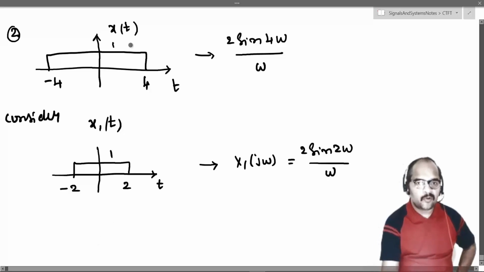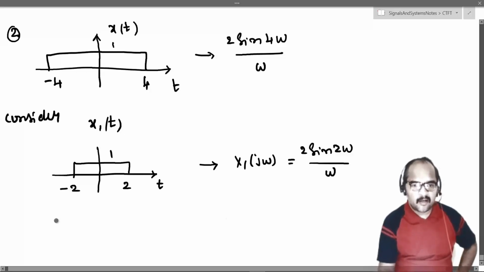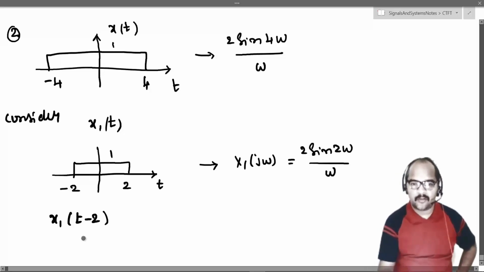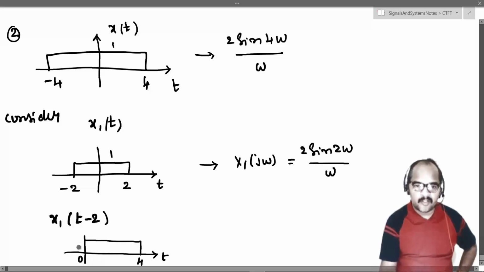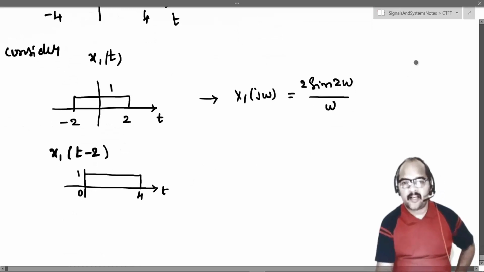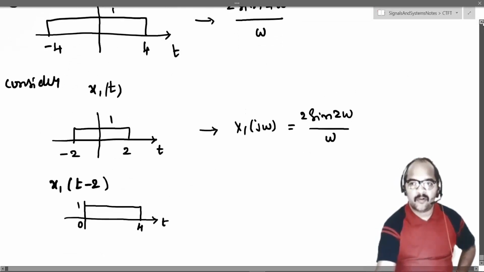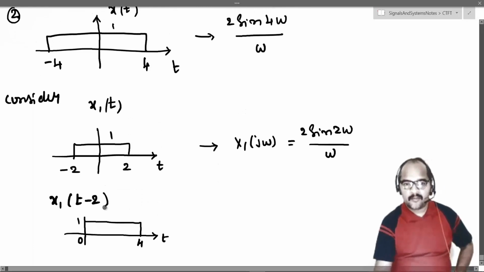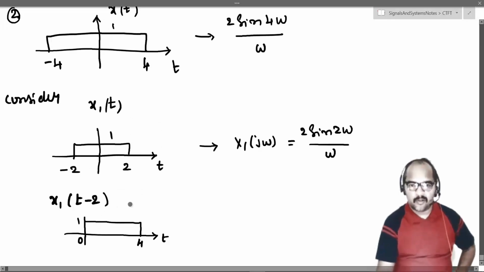Now if you look at x of t and x1 of t, how are they related? Consider the signal x1 of t minus 2. How does that signal look? Shift the signal x1 of t to the right by 2 units. You will get a rectangular function from 0 to 4. So x1 of t minus 2 is a rectangle from 0 to 4 with amplitude 1.